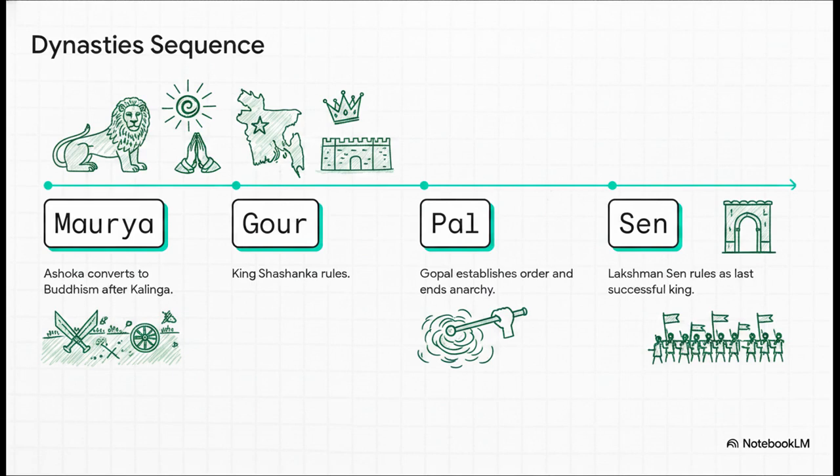After witnessing the sheer brutality of the Kalinga War, he converted to Buddhism, becoming known as the Constantine of Buddhism. Later, we see the rise of King Shashanka of Gaur. Now, a highly testable fact here is that his only territory in modern-day Bangladesh was Chapai-Navaganj. After him comes the Pala dynasty, founded by Gopal, who brought much-needed order to the land, which eventually gave way to the Sen dynasty, peaking under its last successful ruler, Lakshman Sen.